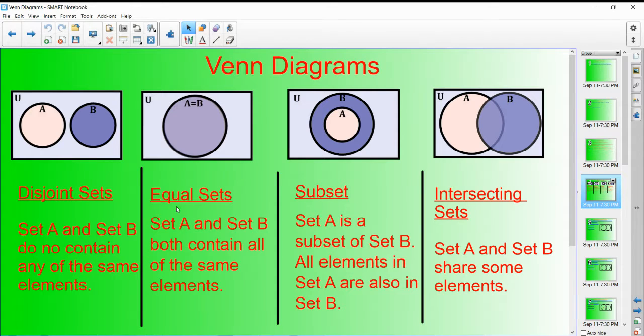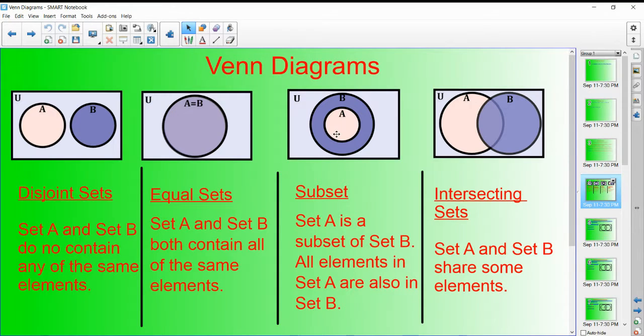Now the opposite of that is equal sets, when set A and B are the same exact set. For example, we could have even numbers for set A and numbers divisible by 2 for set B. Now those are the same exact thing. All even numbers are divisible by 2, and all numbers that are divisible by 2 are even. So they'd be the exact same set. This doesn't happen terribly often.